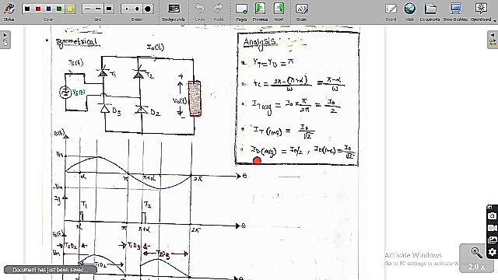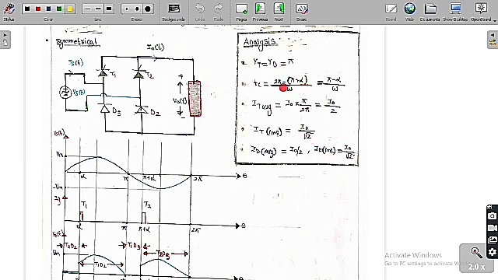Similarly, the average value of the current in the diode D2, as the current is flowing from 0 to pi, is I naught into pi by 2 pi, so we get I naught by 2, whereas the RMS value of the diode current is equal to I naught into under root of pi by 2 pi, so we get I naught by root 2. So this is the analysis of this one.